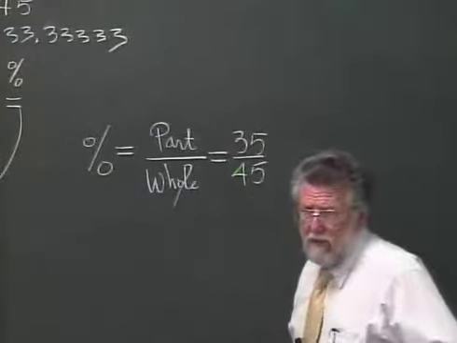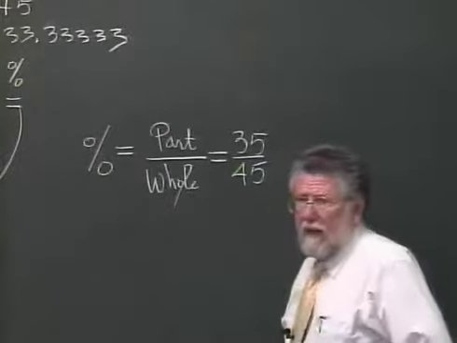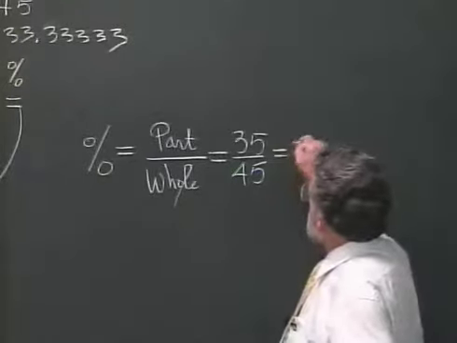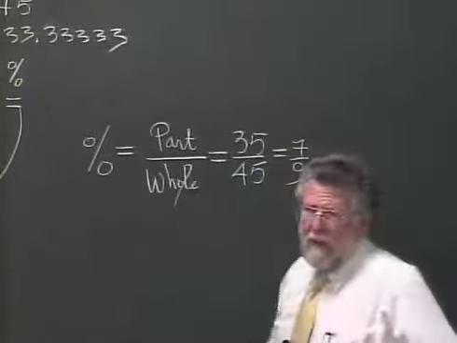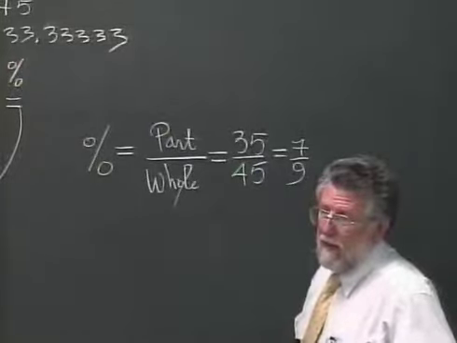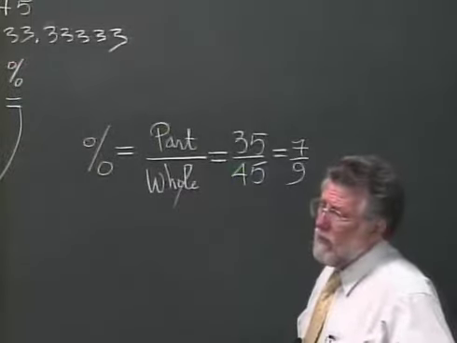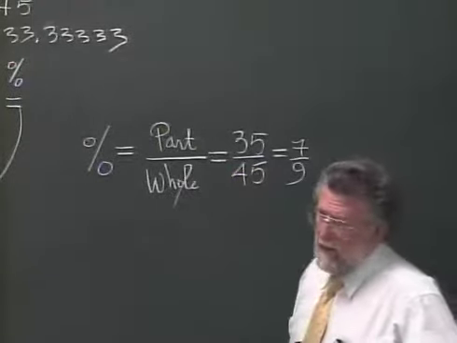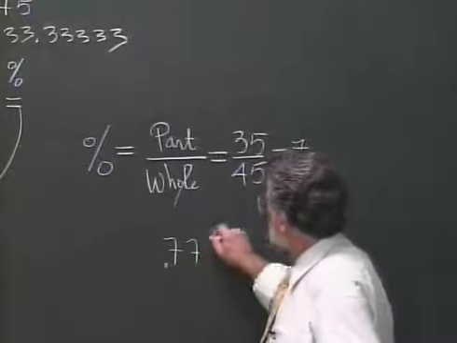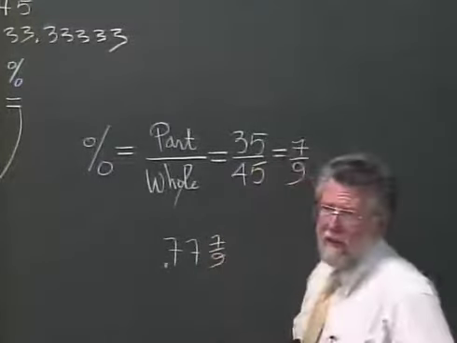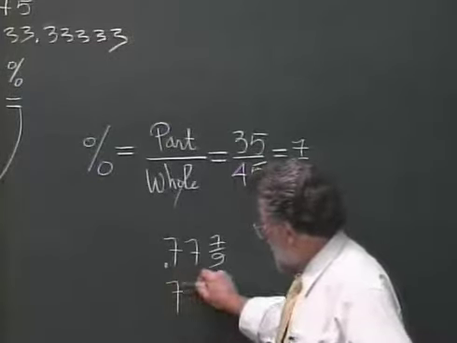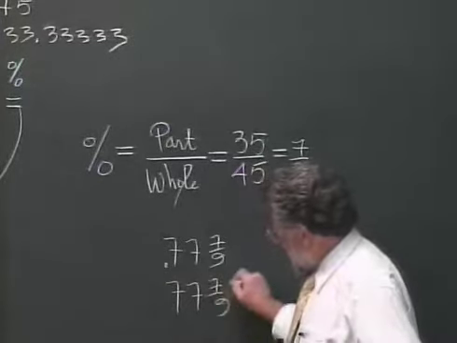Now this happens to reduce. I need it as a percent. But if you reduce this, 5 will go into the numerator and the denominator, giving you 7 over 9. And if you have a number over 9, what's the shortcut? 3 over 9 is 1/3. It gives you 3's forever. 6 over 9 gives you 6's forever. So 7 over 9 gives me 7's forever. The last one I can just write as 7/9, because the 7's just keep going. But that's a decimal, so what's my percent? 77 and 7/9%.